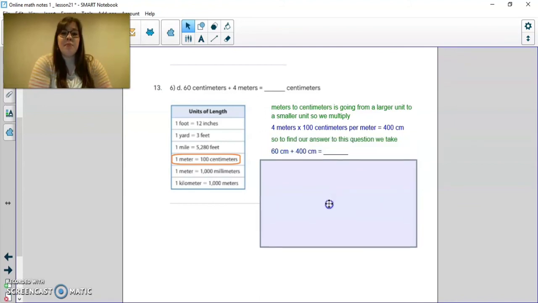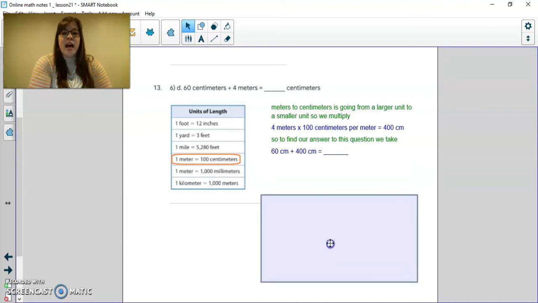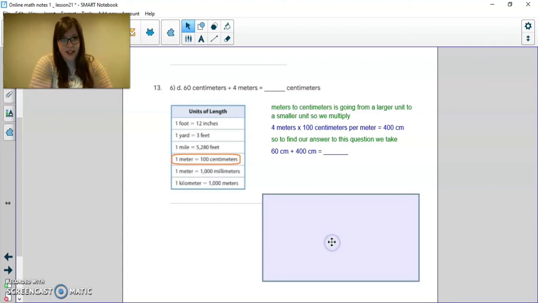So now my problem becomes 60 centimeters plus 400 centimeters equals blank centimeters. So to get your answer, you're going to add 60 plus 400, and that's your answer. You can pause the video now to record this.